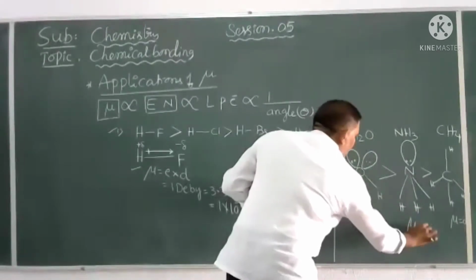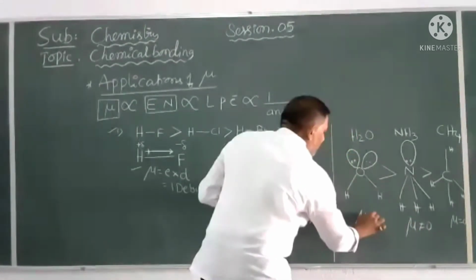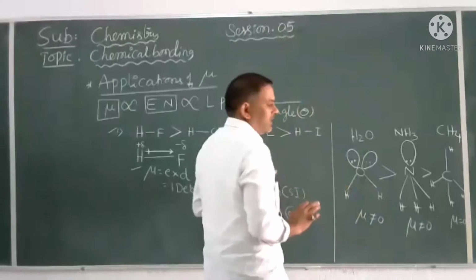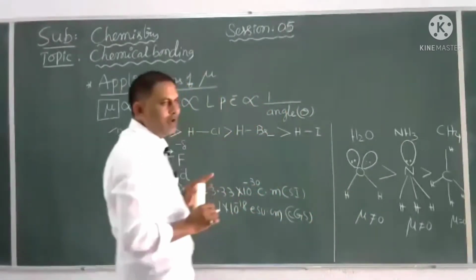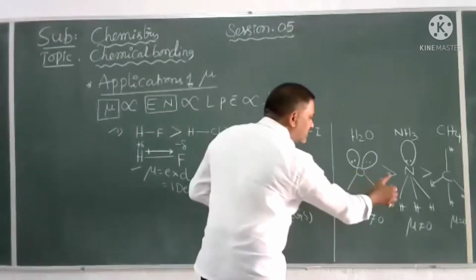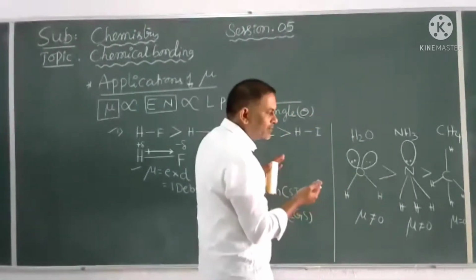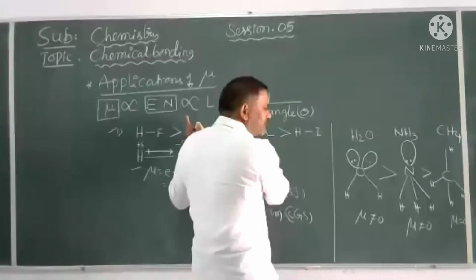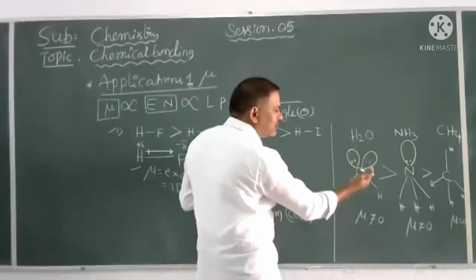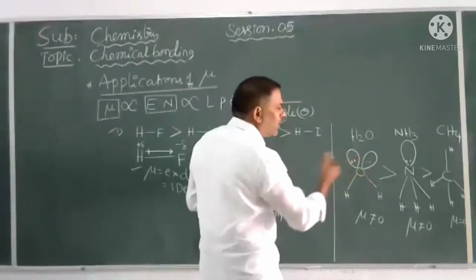But these are not equal to 0. They have some value, which is experimentally determined. So among these, which one has a higher dipole moment can be found even without knowing the values. By using this concept, it is easy to estimate whether the dipole moment is higher or lower.